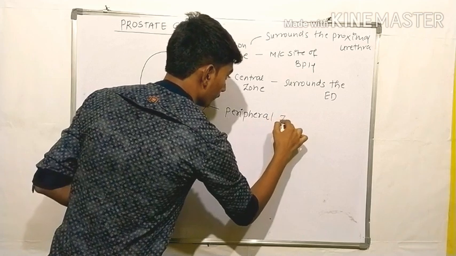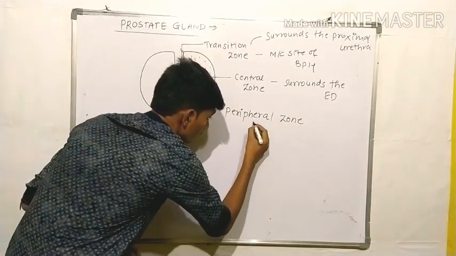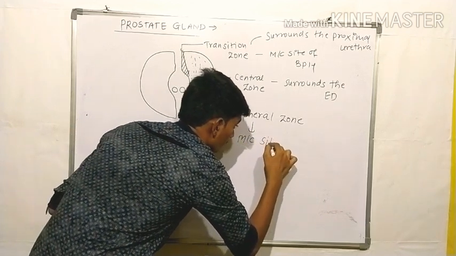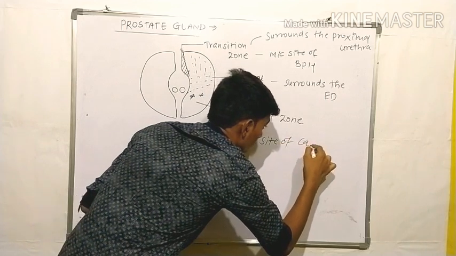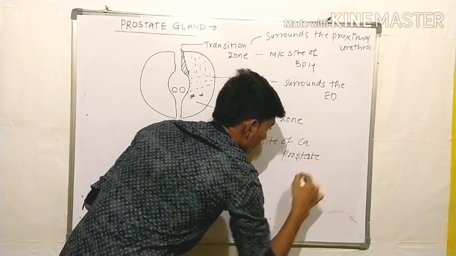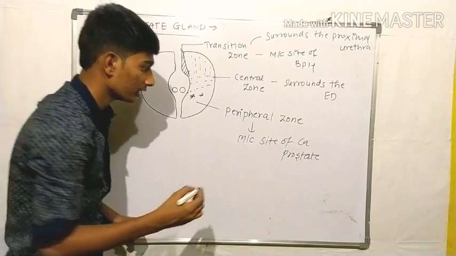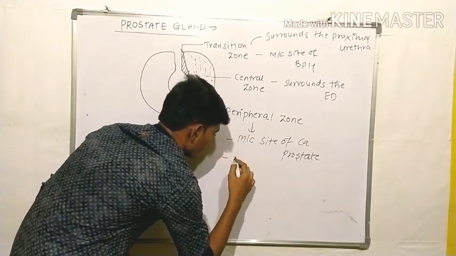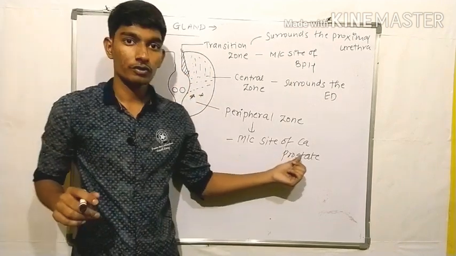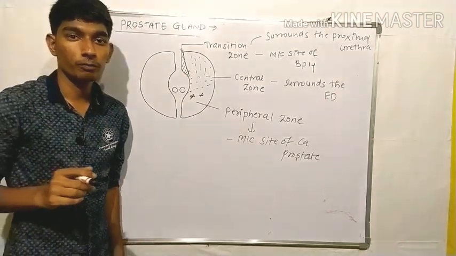The remaining part is the peripheral zone. This peripheral zone is the most common site of CA prostate, most common site of prostatic carcinoma. Now, after that, we will discuss the blood supply.